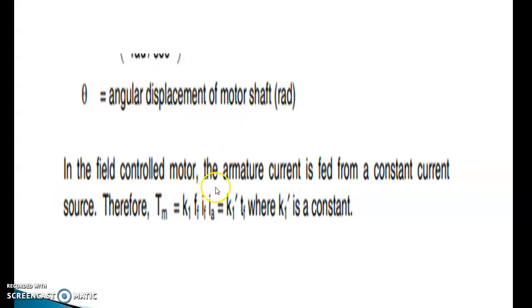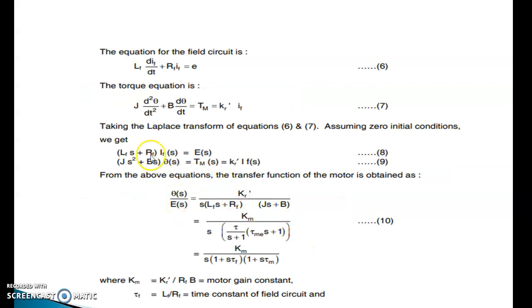In the field control motor, the armature current is fed from a constant current source. Therefore, Tm is equal to K1 Kf If Ia, is equal to K1 into Tf, where K1 is a constant. The equation of the field is Lf dIf by dt plus Rf into If is equal to e. The torque equation is J d square theta by dt square plus B d theta by dt is equal to Tm, that is equal to Kf into If.